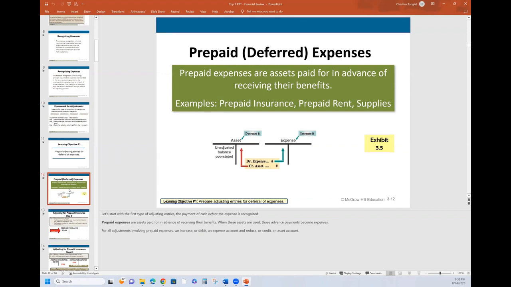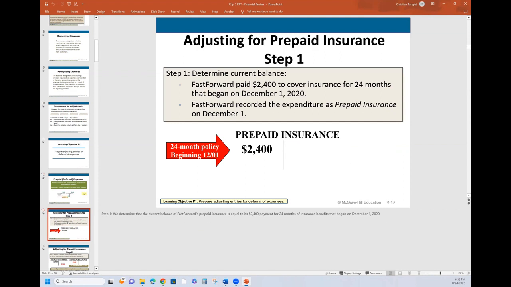All right, prepaid deferred expenses. So we have prepaid expenses that are assets. We paid for them in advance and we're going to receive the benefit in the future. So prepaid insurance is a real big one. Sometimes there's prepaid rent, sometimes it's supplies. We buy those supplies, we put them on the books as an asset. We don't use them all right now. We're going to use them over the next few months. So we want to know how do we record that when it happens?